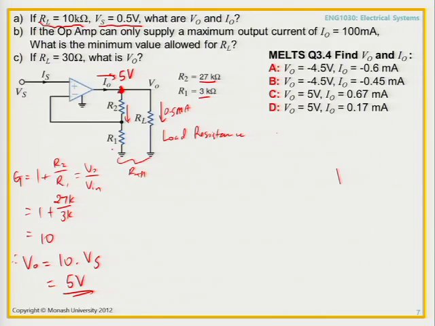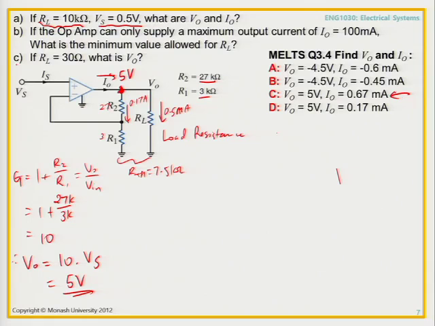And on this side, R2 plus R1 is 30. So you could then say this is 5 divided by 30, right? So this is 27, this is 3. So then this would be 0.1666 milliamps. You could do that as well. Either way works. If you combine these, this is equal to 7.5 kilo ohms, and if you go 5 volts divided by 7.5, you get the same thing, 0.67. Very good. Okay?